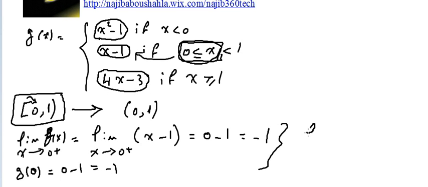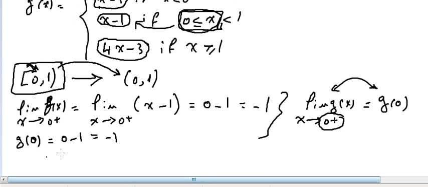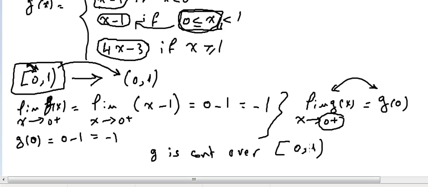Since the limit of g of x as x approaches 0 plus equals g of 0, we have continuity to the right of 0. This means the function g of x is continuous on the open interval and it's continuous to the right of 0. This means g is continuous over the interval closed at 0 and open at 1.